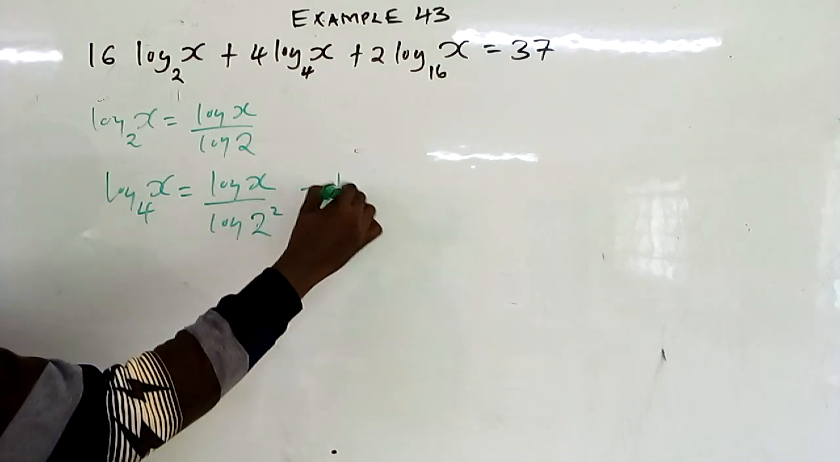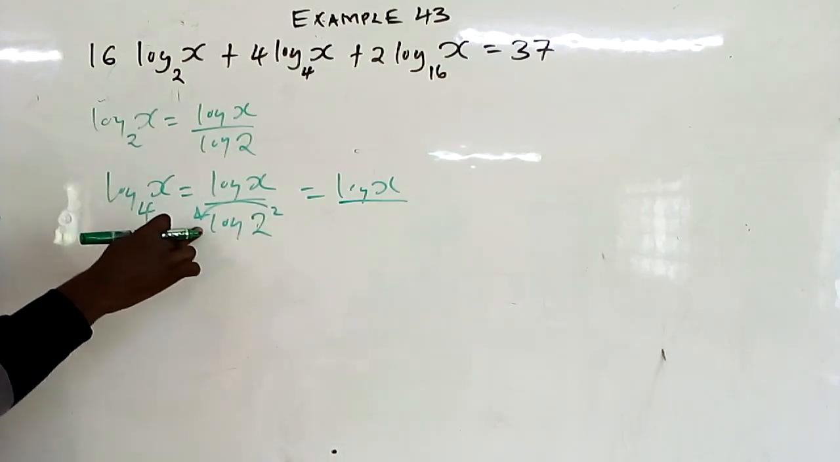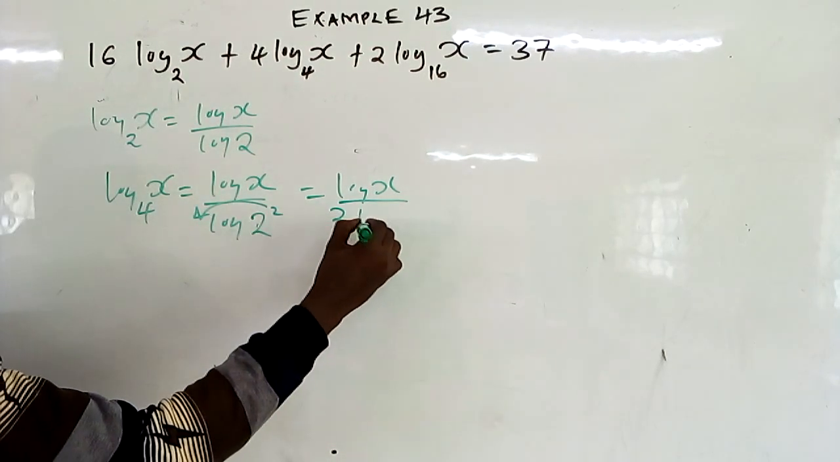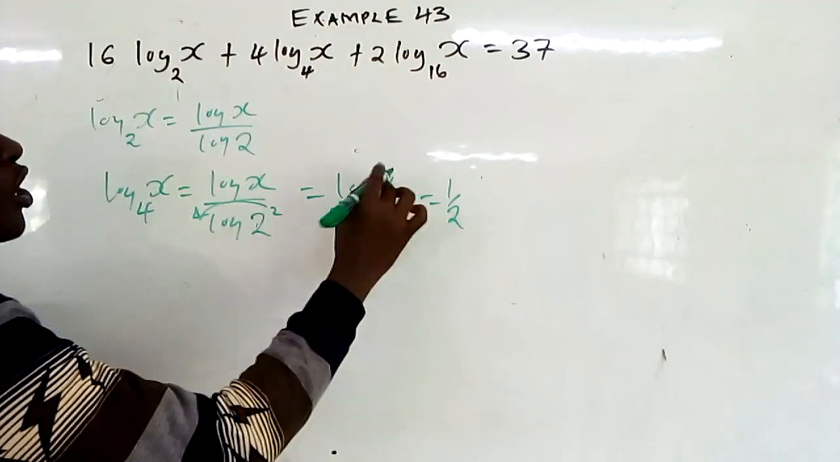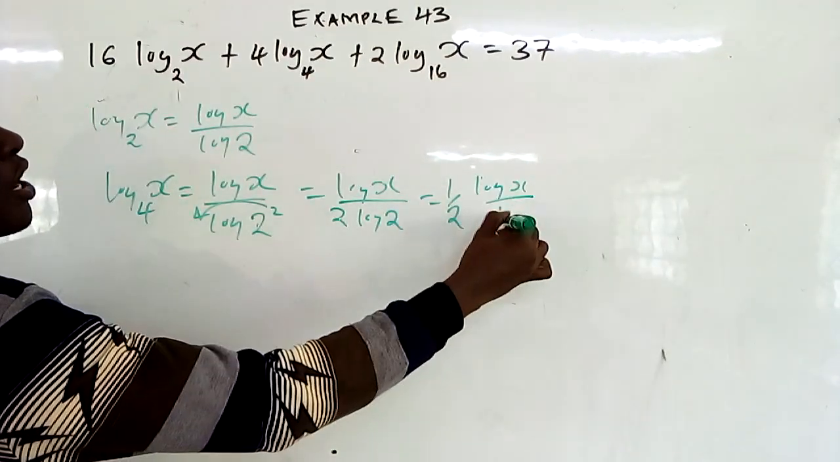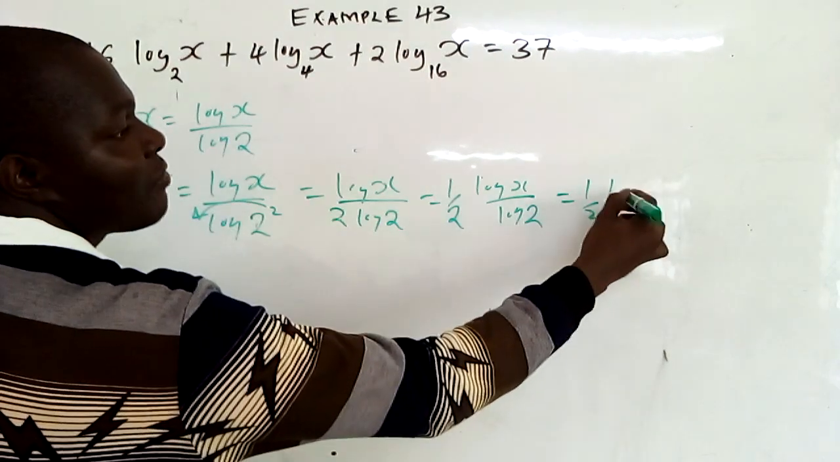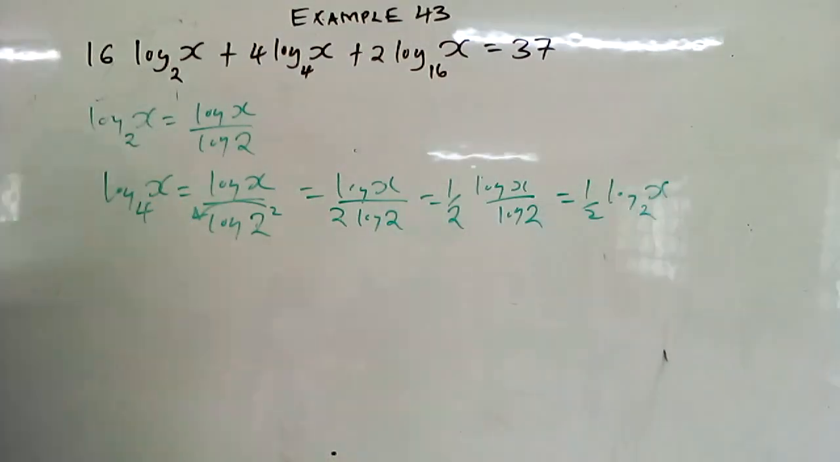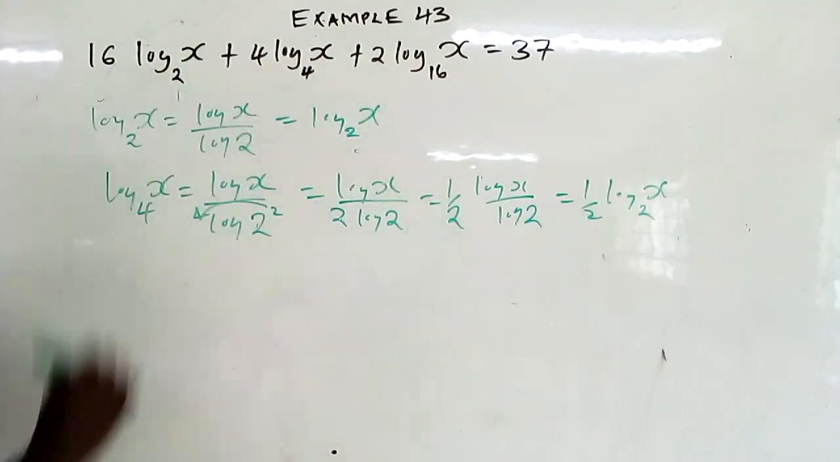And what did we say? This means it is log x, the power is written as the coefficient. So it is log x over 2 log 2. That is a half log x over log 2. Are we together? And what is log x over log 2? That is a half log x to base 2. This one just remains log x to base 2.